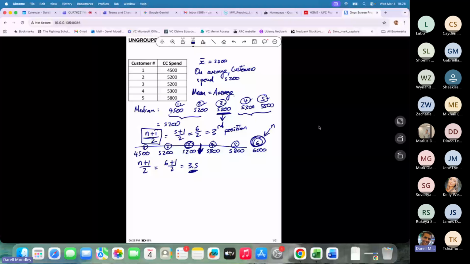And so how we work out that mid value between the third and fourth customer is we add up the third customer value, which is 5,200, plus the fourth customer value, which is 5,300, and we divide it by 2 to get the midpoint. And if you work that out, you'll get 5,250. And that's the median. So that's how you do it if you've got an even number of data points. You do it the same way if you had an odd number, but it's easier when it's an odd number because you don't have to do this extra step of working out the midpoint. You can just pull out the value.